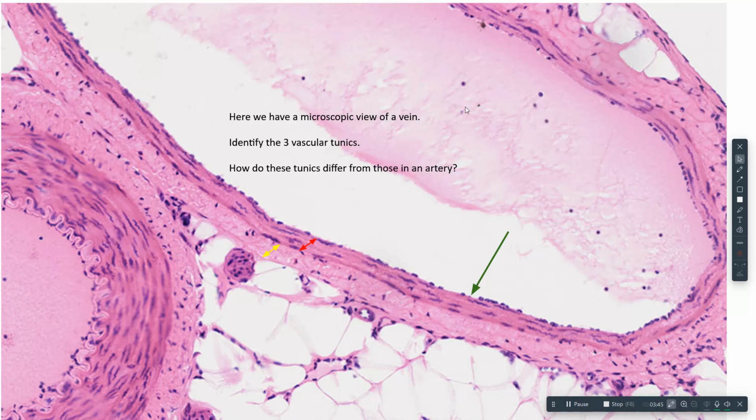Over here, this is a vein. Notice the thinner wall here to the vein. Lumen of the vein with some blood in it. Green arrow at my tunica interna. Then this little guy right here with the red arrow is my tunica media. And this outer part is my tunica externa. So I got my 3 layers for my artery, my 3 layers for my vein.